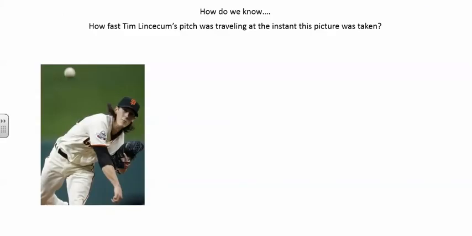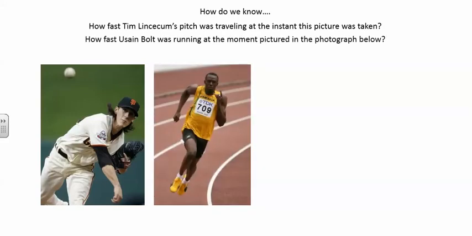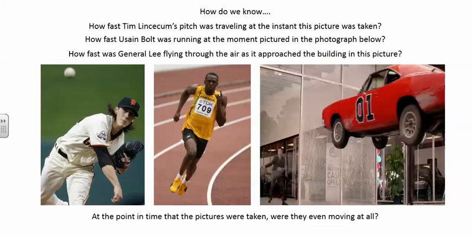How do we know how fast Tim Lincecum's pitch was traveling at the instant this picture was taken? Or how do we know how fast Usain Bolt was running at the moment pictured in the photograph here? Or how can we tell how fast General Lee, the Dukes of Hazzard's car, was flying through the air as it approached the building in this picture? It may seem like a silly question, but how do we know whether the ball, the runner, or the car were moving at all when these pictures were taken?